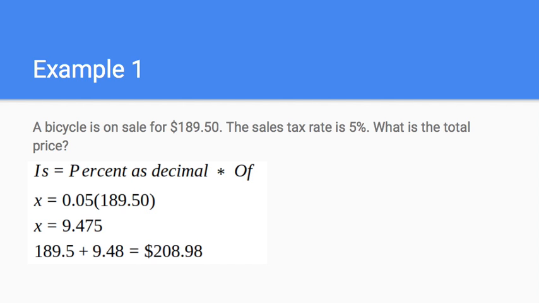That gives me 9.475, which would round up to $9.48. And then I add that on to the 189.50 to find my total price, because it's asking for total price. The total price here is going to be $208.98.